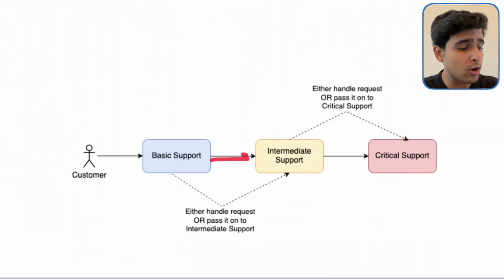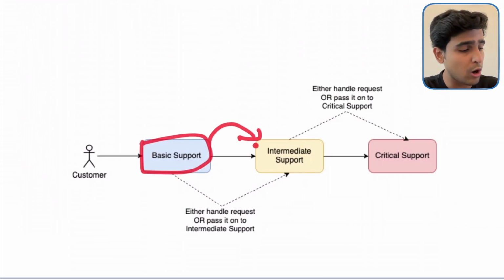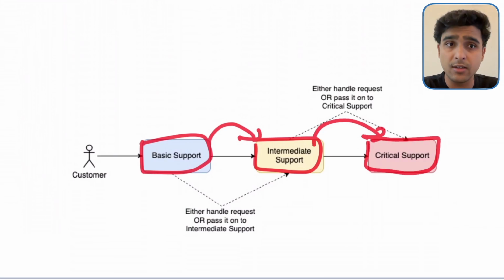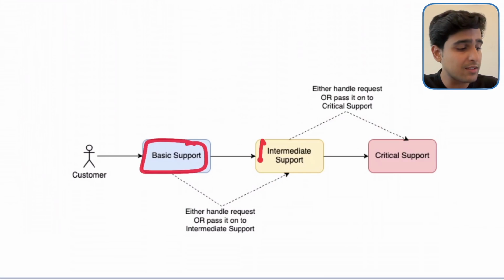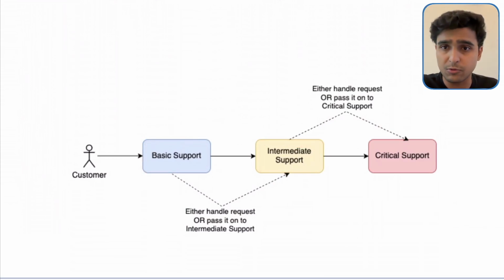Now as you can see, all of these are linked together, so it's sort of a chain, and in programming sense it's a linked list. So basic support has a reference to the object of intermediate support, and intermediate support has a reference to the critical support object. So it is like a linked list, and they are making a decision whether to handle the request or pass it on. So that is why we use chain of responsibility. As you can see, they are chained together and each object is responsible for a certain type of request.